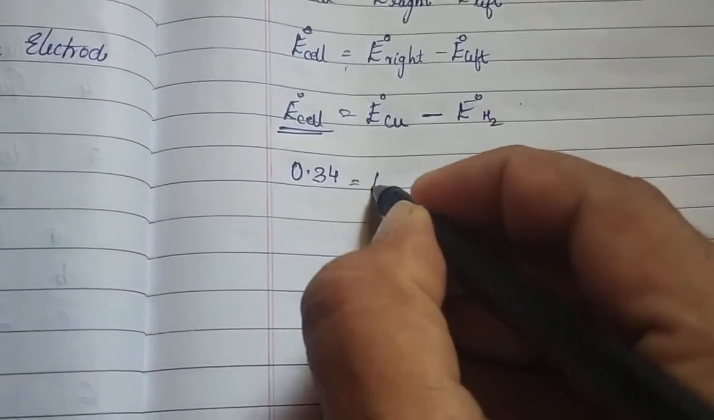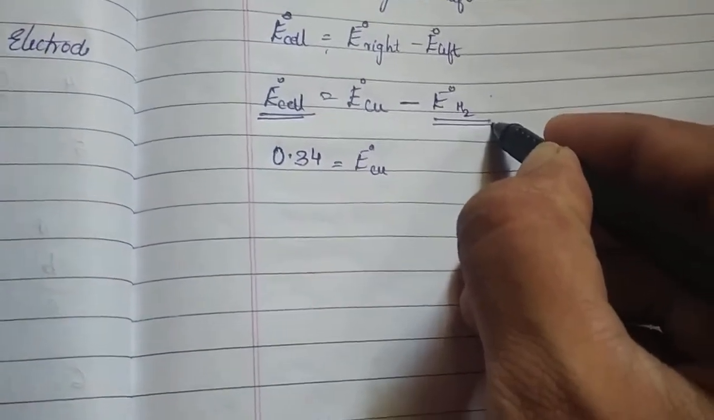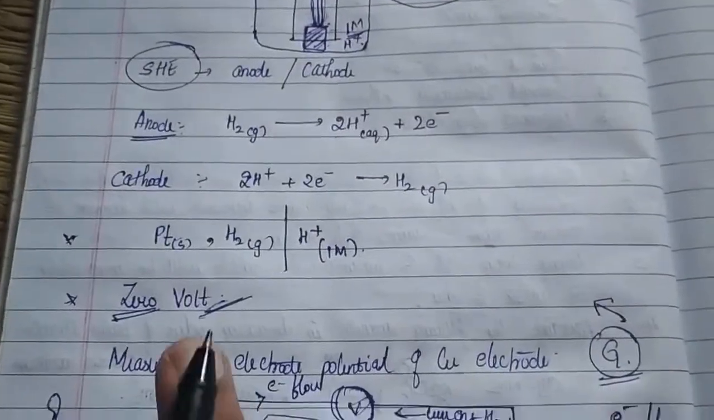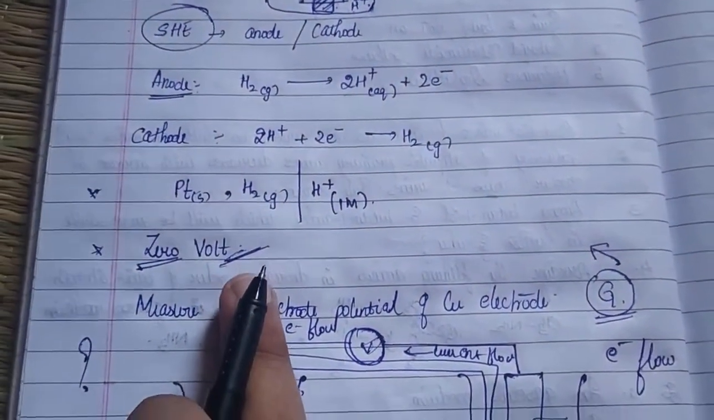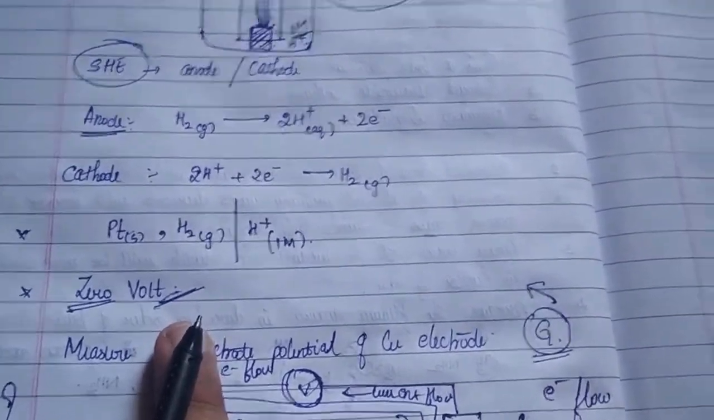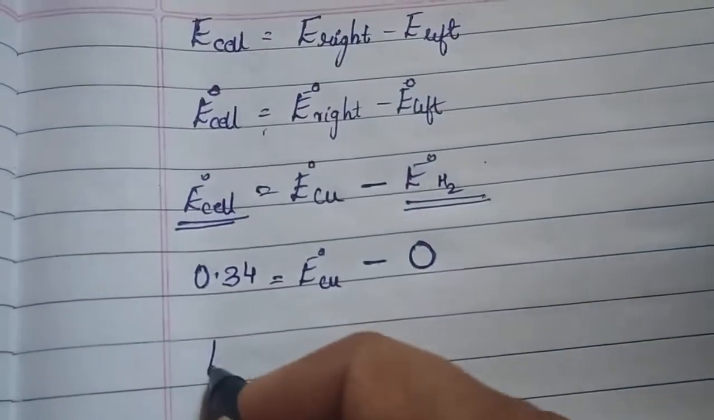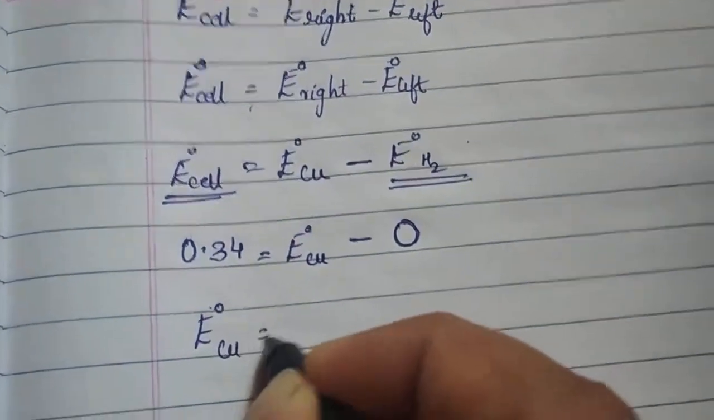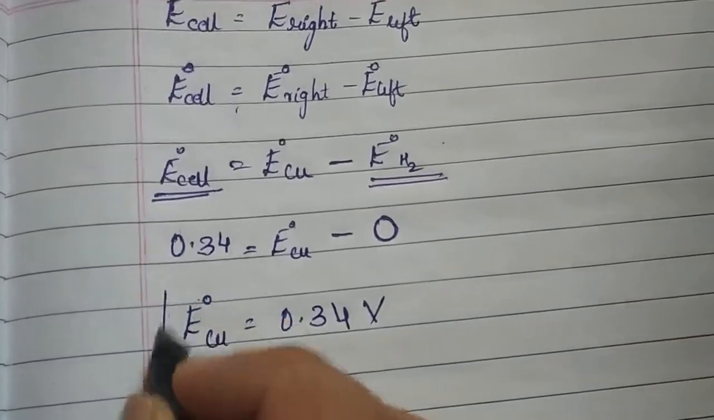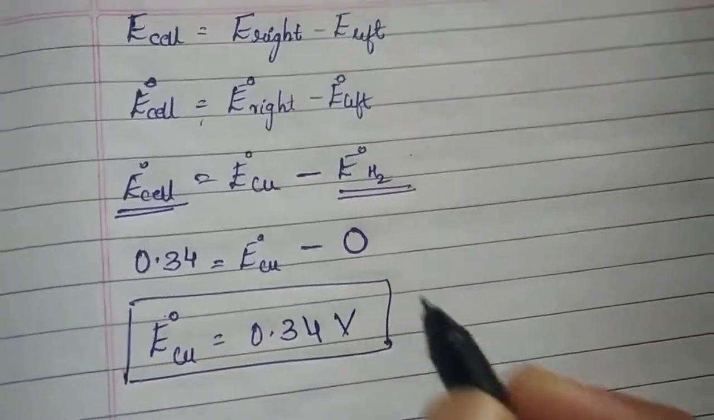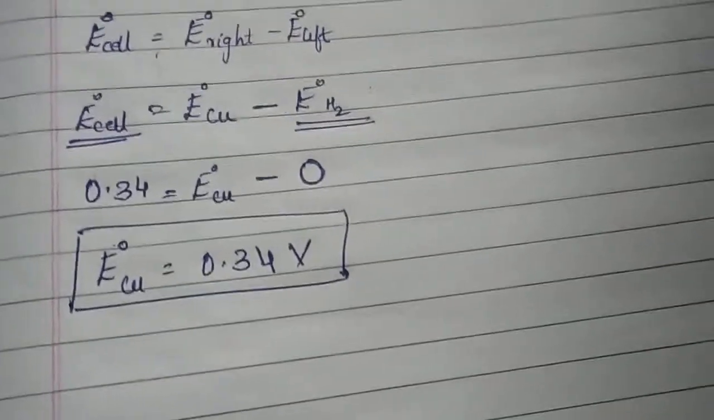I don't know E naught Cu, but I know the standard hydrogen electrode's voltage. It is taken as 0 volt. The standard electrode potential of your SHE is 0 volt, so minus 0. So E naught Cu equals 0.34 volt. Are you getting my point? So I have got the standard electrode potential of my copper electrode, and it is a fixed quantity.